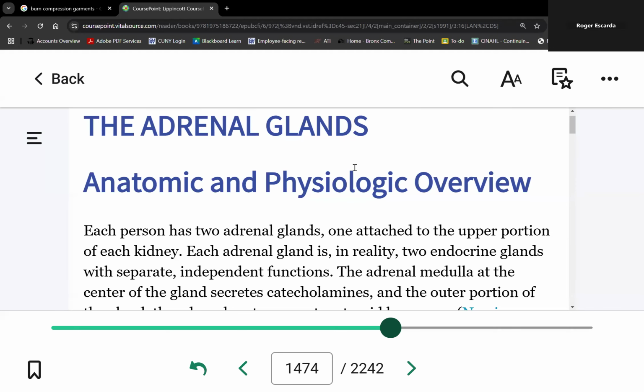There are three hormones produced by the adrenal glands in the female. In the male, it's only two. In the female, they produce the salt, sugar, and sex hormones. In the male, only the salt and sugar hormones. Salt hormone is referring to aldosterone, obviously. The sugar hormone is referring to cortisol.